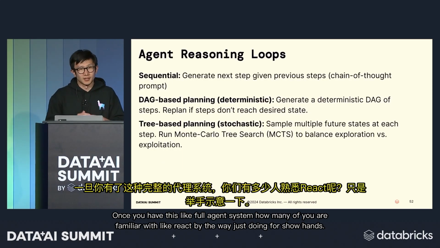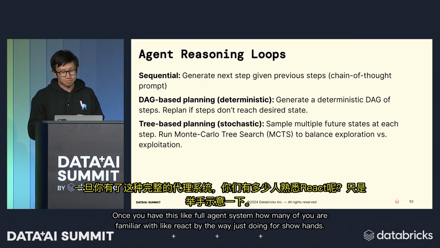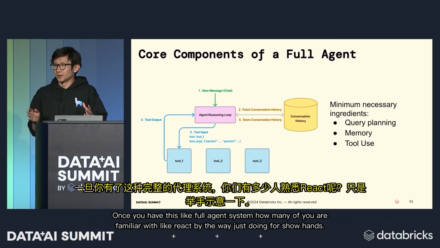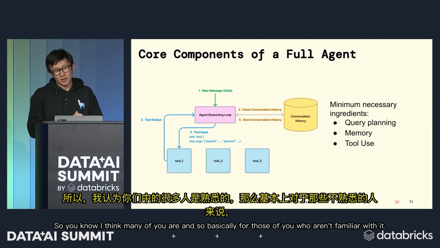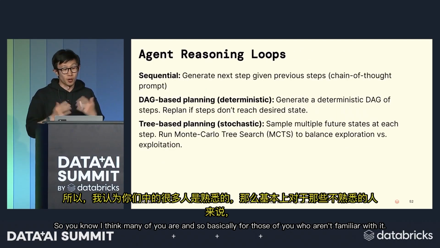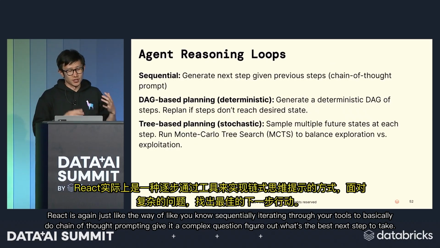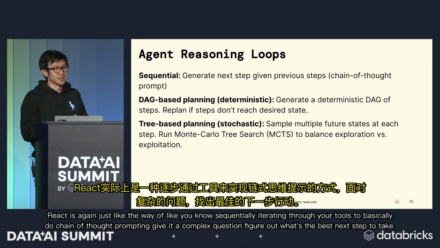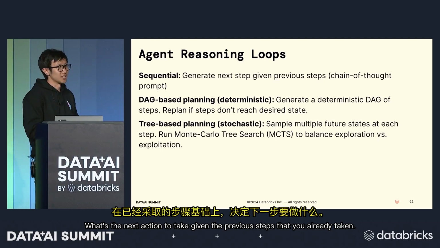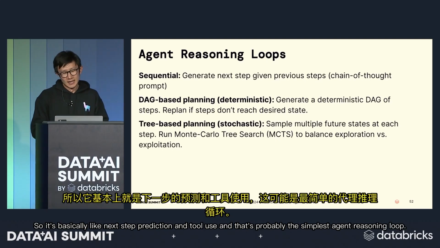Once you have this full agent system, how many of you are familiar with ReAct, by the way? Just doing a quick show of hands. Okay. So, I think many of you are. And so for those of you who aren't familiar with it, ReAct is, again, just the way of sequentially iterating through your tools to do chain of thought prompting: given a complex question, figure out what's the best next step to take, given the previous steps that you've already taken. So it's basically next step prediction and tool use. And that's probably the simplest agent reasoning loop.